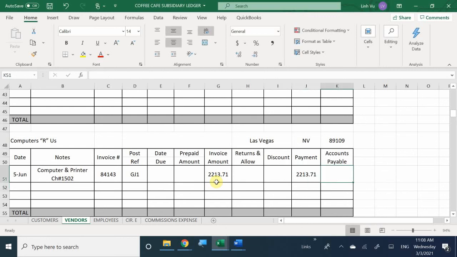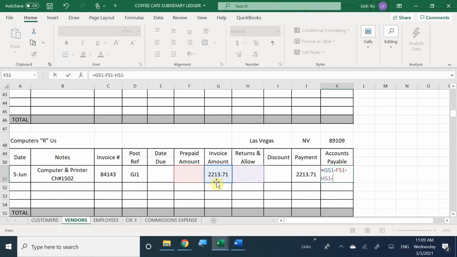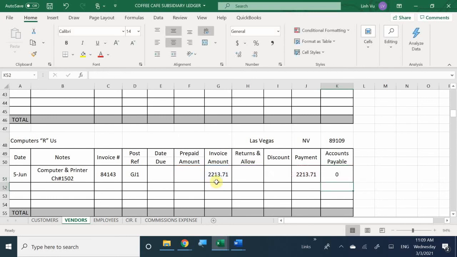2,213.71. So therefore, if I punch in my formula once again, right, it's going to be equal to the invoice number, the amount that you owe, okay? And you're going to minus, of course, any prepaid accounts. You're going to minus any returns and allowances, minus any discounts, and of course you're going to minus any payments. So in this case, once I press enter, I should owe Computers R Us nothing. And that's true because we paid at time of service. So do we truly owe Computers R Us? No, we don't owe them anything. Okay.